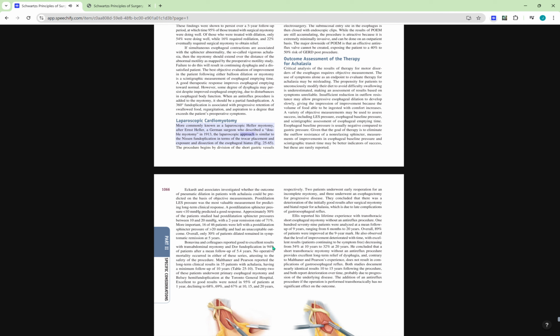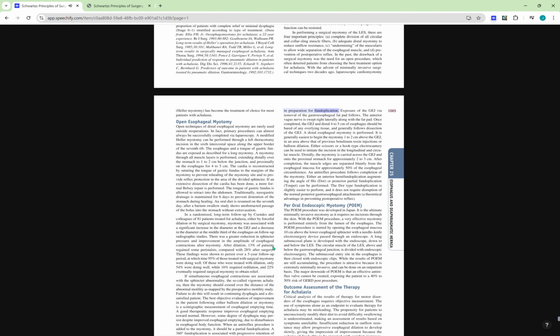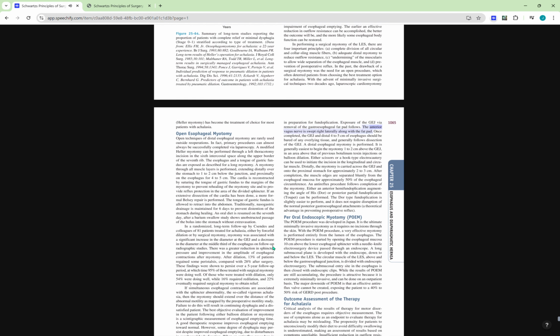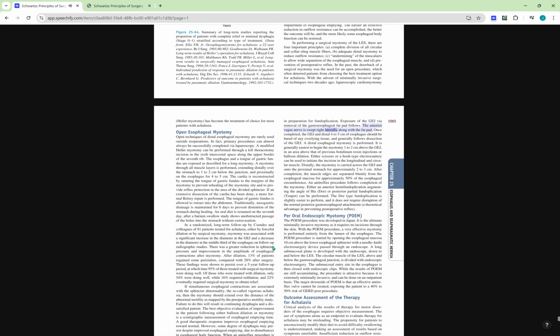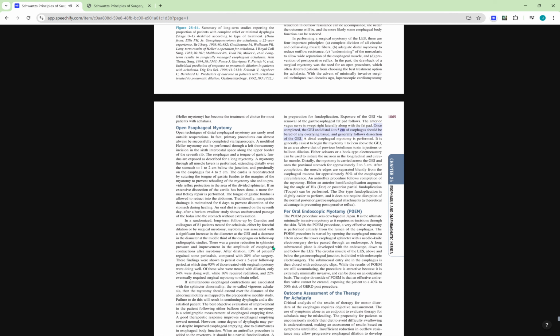The laparoscopic approach is similar to the Nissen fundoplication in terms of the trocar placement and exposure and dissection of the esophageal hiatus. The procedure begins by division of the short gastric vessels in preparation for fundoplication. Exposure of the GEJ via removal of the gastroesophageal fat pad follows. The anterior vagus nerve is swept right laterally along with the fat pad. Once completed, the GEJ and distal 2 cm of esophagus should be bared of any overlying tissue, and generally follows dissection of the GEJ.